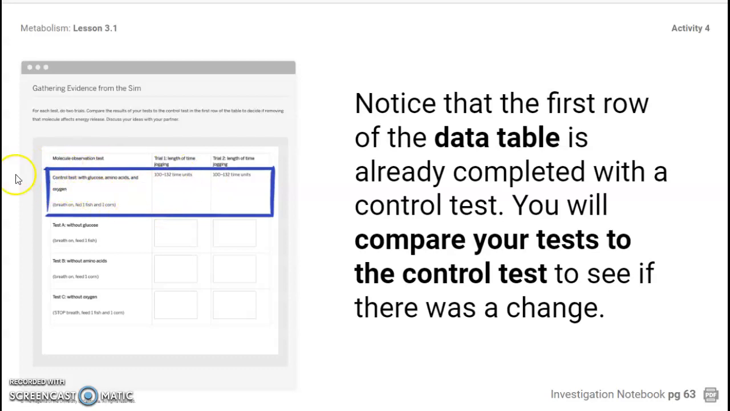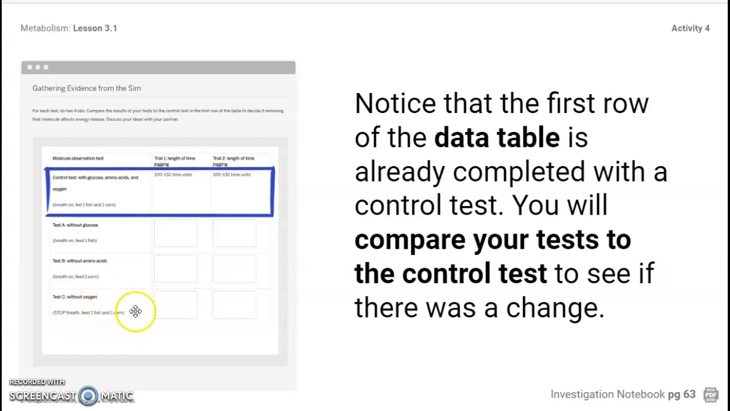So you can see the control test where they kept all 3 and gave one breath. Well, they put the breath on and gave 1 fish and 1 corn as food. And this is what happened by the end of the trial. And you want to see if there's any change from this control, being that this has all 3. If you take out the glucose, does it change? If you take out the amino acids, does it change? And if you take out the oxygen, does it change?